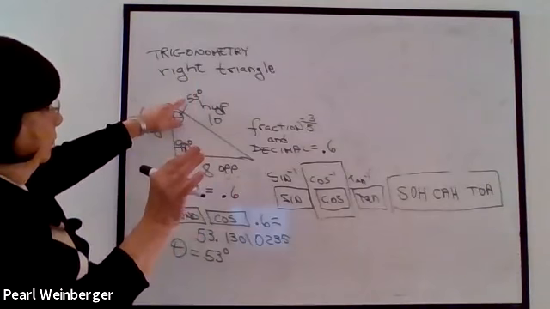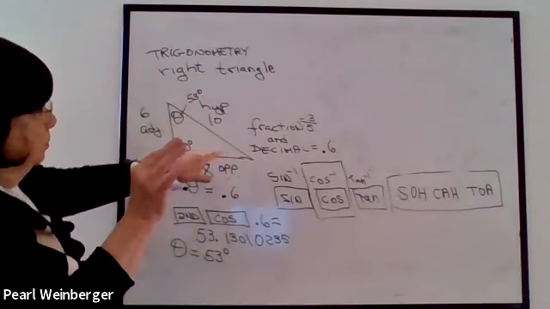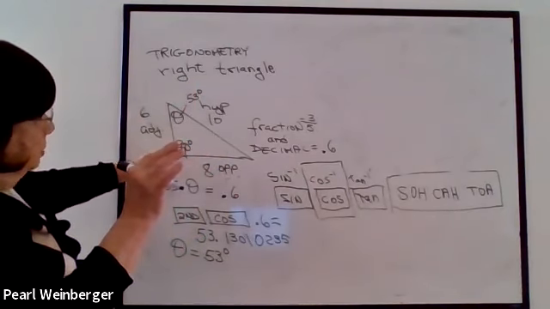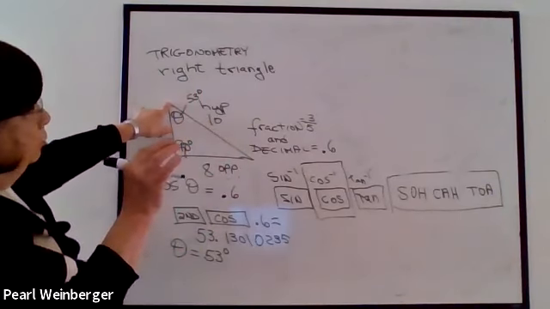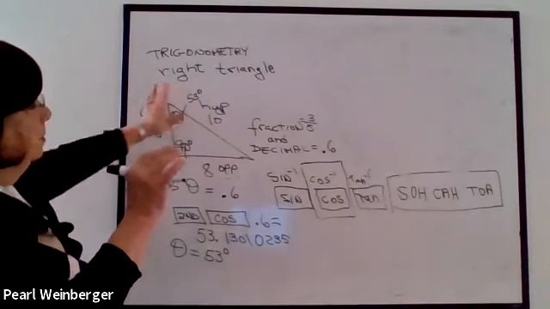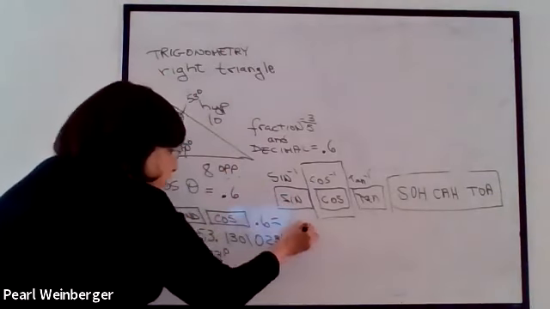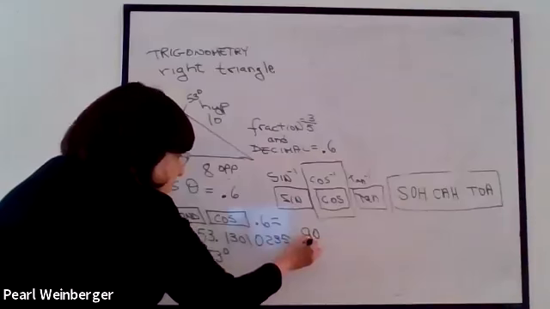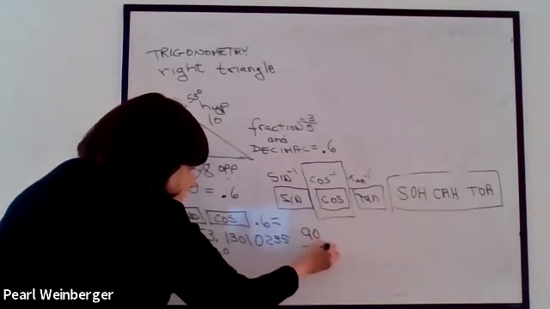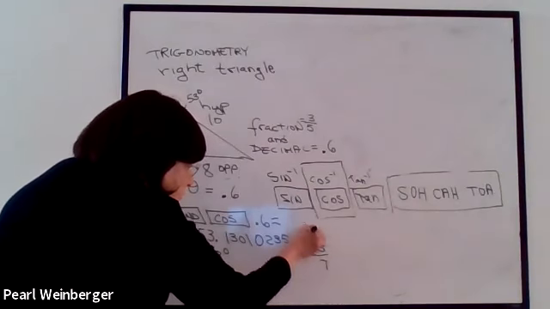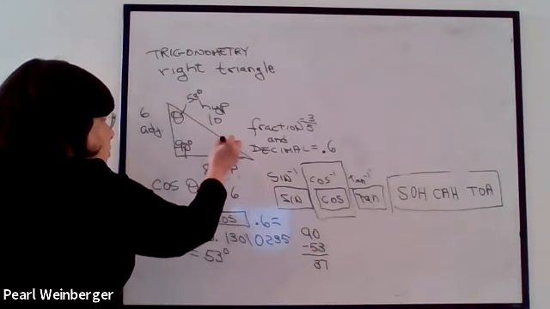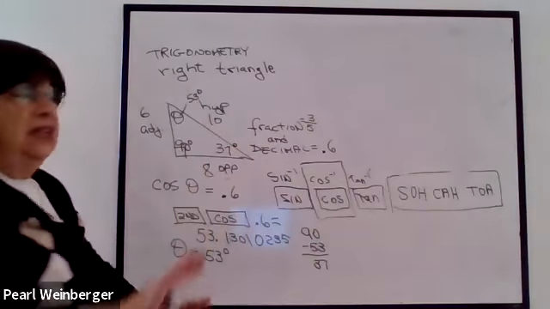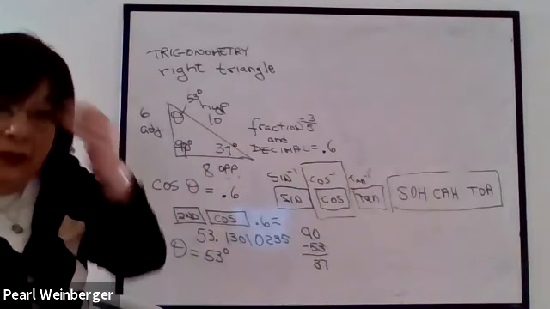And I can figure out what the third angle is also, because since this one is 90, these 2 have to add up to 90 also in order to get all 3 to add up to 180. So I can figure out the third angle by doing 90 minus 53, which gives me 37 degrees. And I have completely solved my triangle.